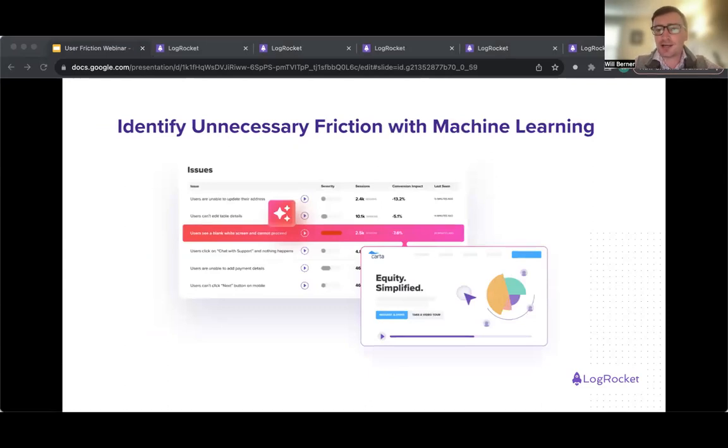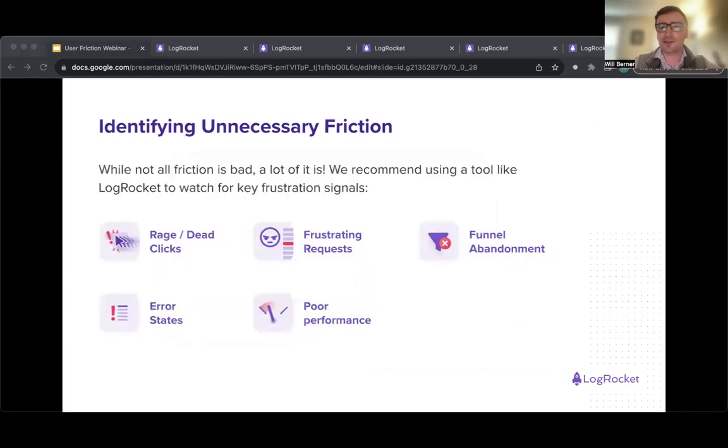All right, so that's kind of like the first iteration of how LogRocket helped our customers identify these friction points. We've recently released a new product called Galileo AI that actually uses a machine learning program to identify the most impactful issues and friction points that your users are experiencing. And I think this is pretty important because at the end of the day, not all of these indicators are going to be accurate 100% of the time.